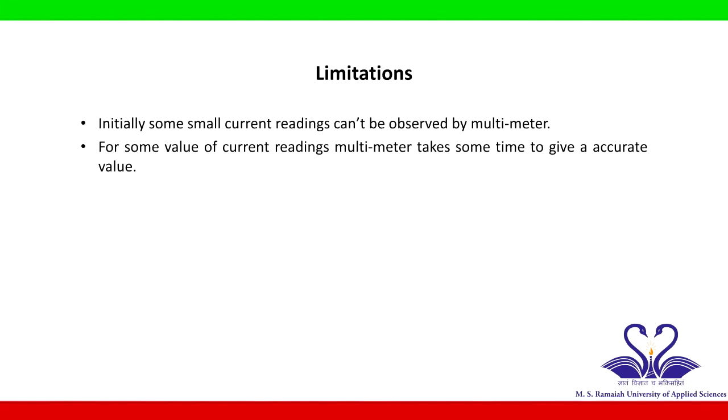Limitations of the experiment. Initially, some small current readings can't be observed by multimeter. For some values of current, the multimeter takes some time to give an accurate value.